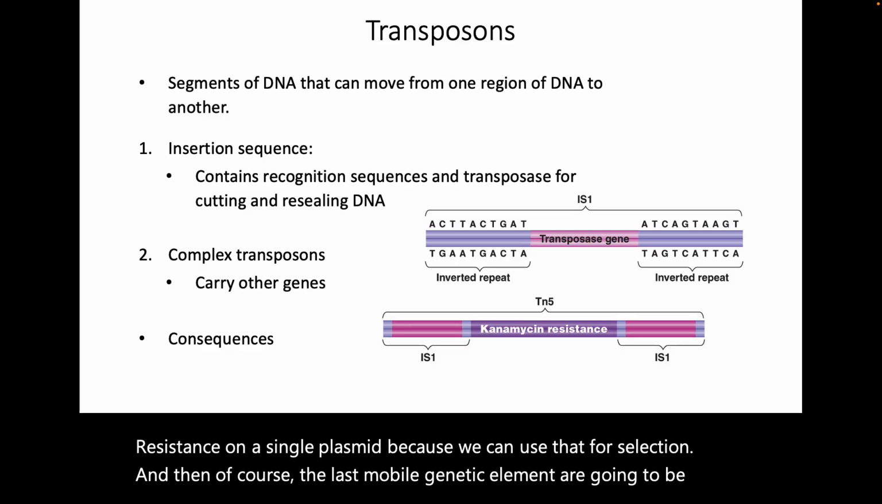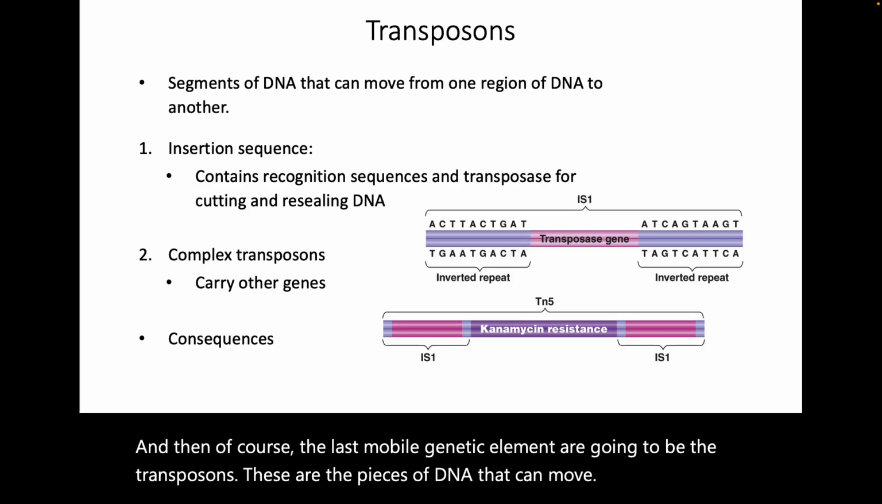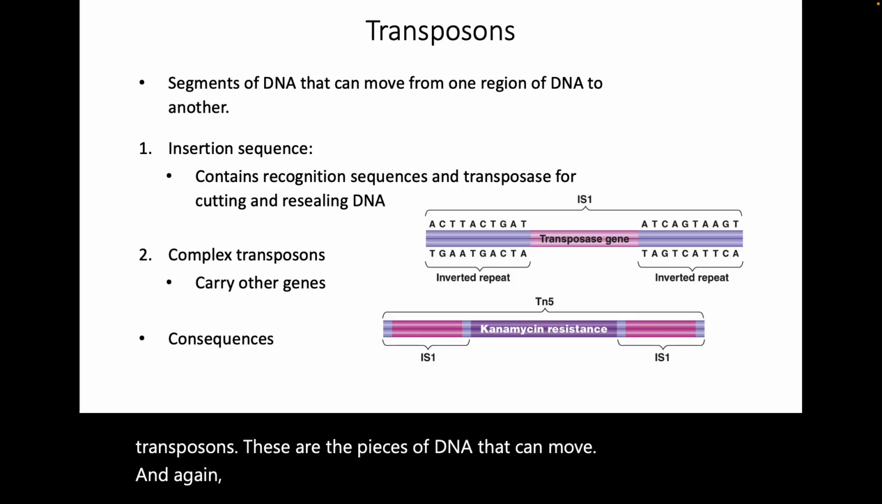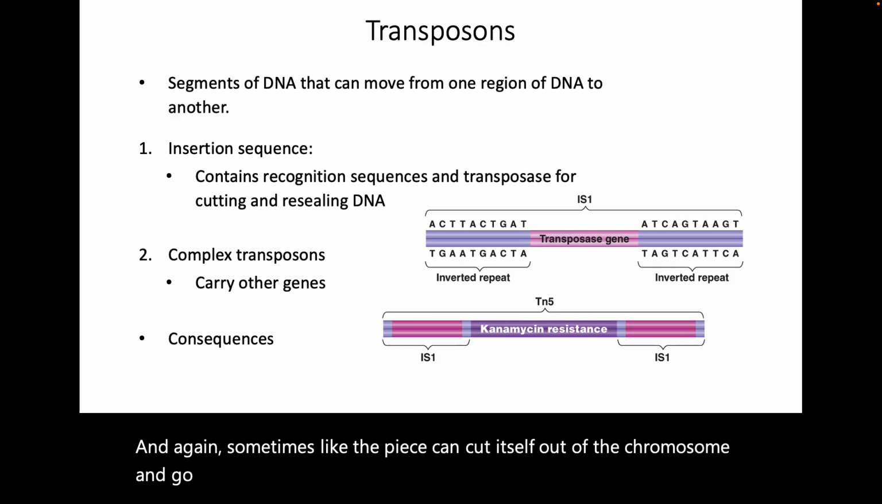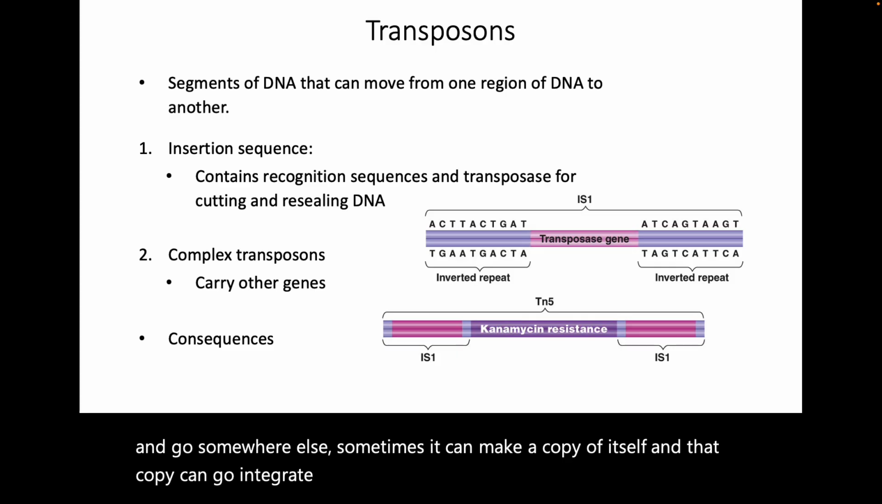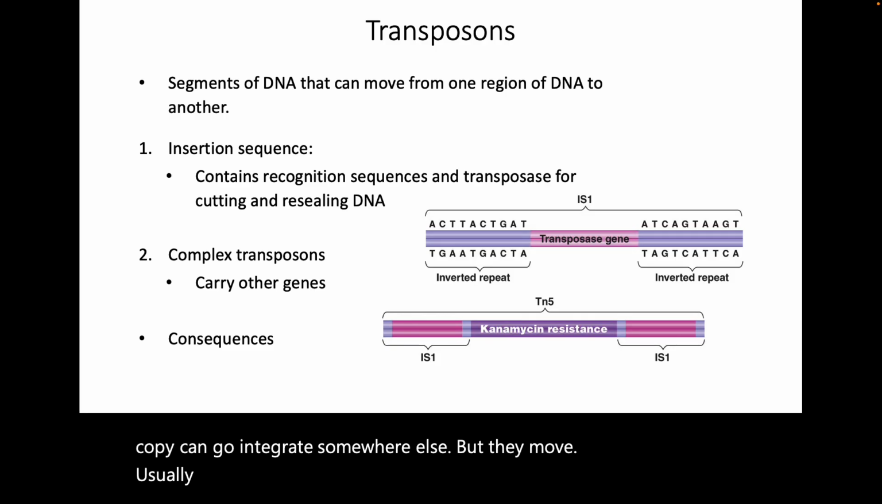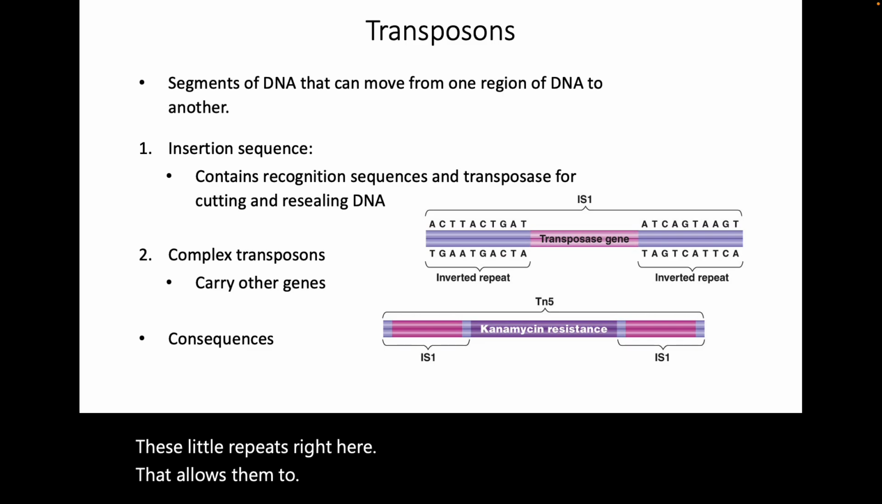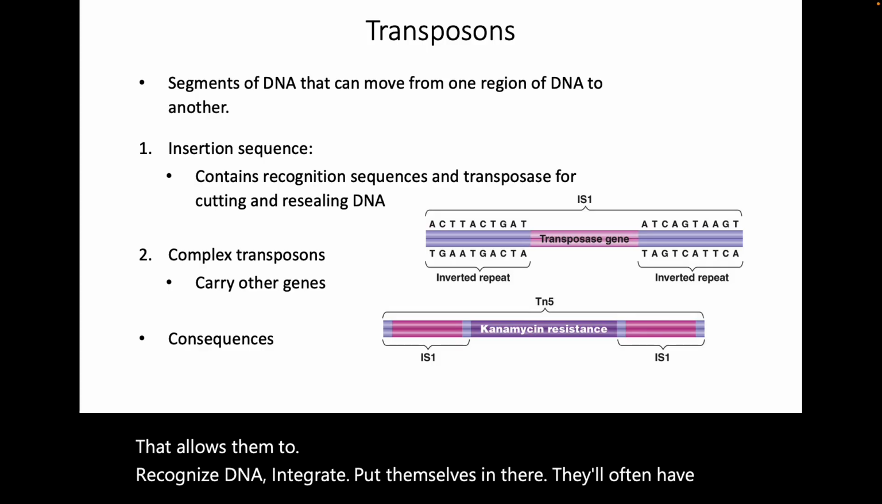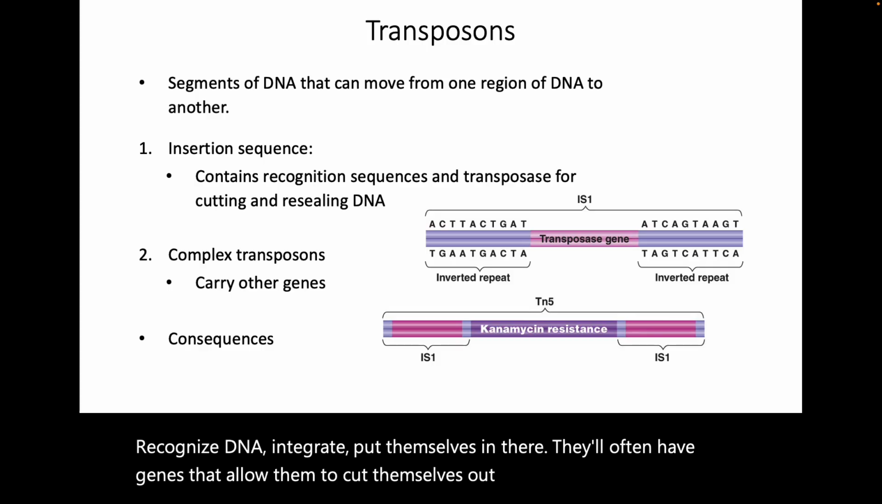These are the pieces of DNA that can move. And again, sometimes the piece can cut itself out of the chromosome and go somewhere else. Sometimes it can make a copy of itself and that copy can integrate somewhere else, but they move. Usually a transposon will have what are called recognition sequences, these little repeats right here, that allow them to recognize DNA and integrate, put themselves in there. They'll often have genes that allow them to cut themselves out and then glue themselves back in.